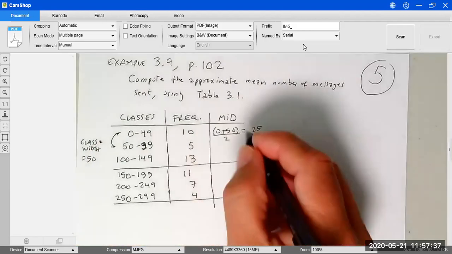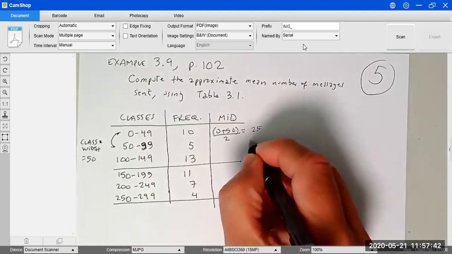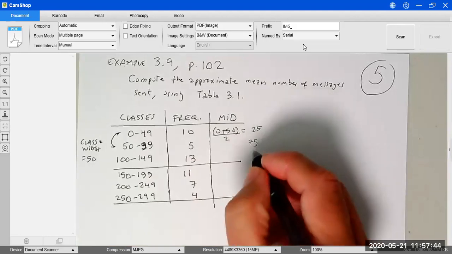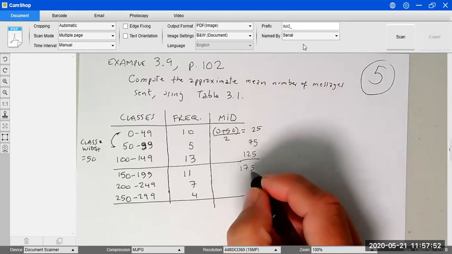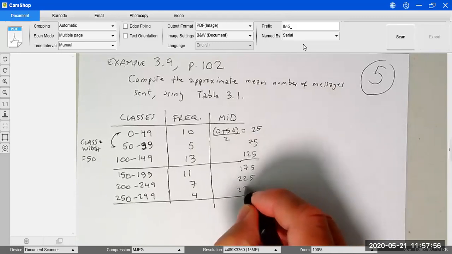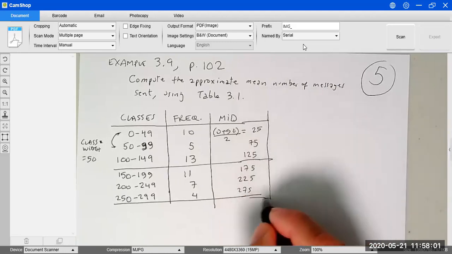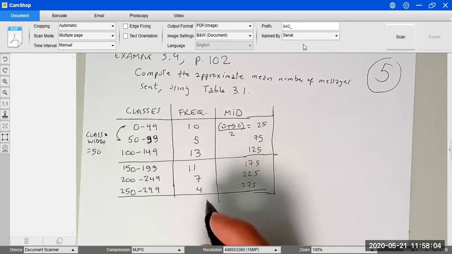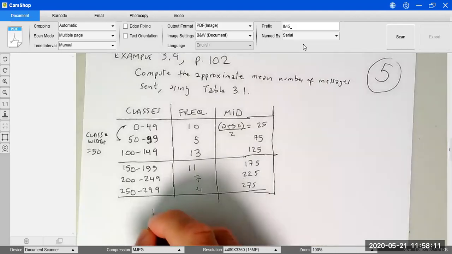With that, it's very easy to compute the next midpoint because you add 50 to the previous midpoint. So it's going to be 75, then 125, then 175, adding 50 each time to 25, to 75. So now we have the midpoints. This is the information that we're going to need to enter into our console. So we need the frequencies again.